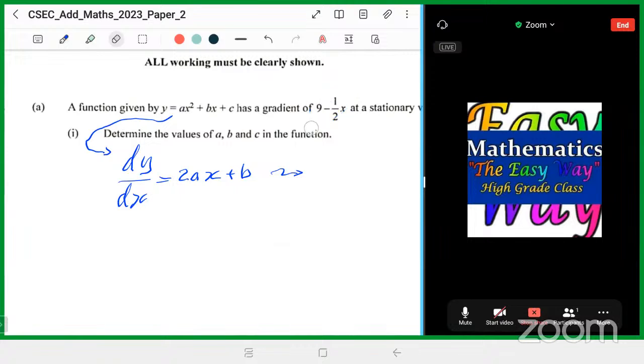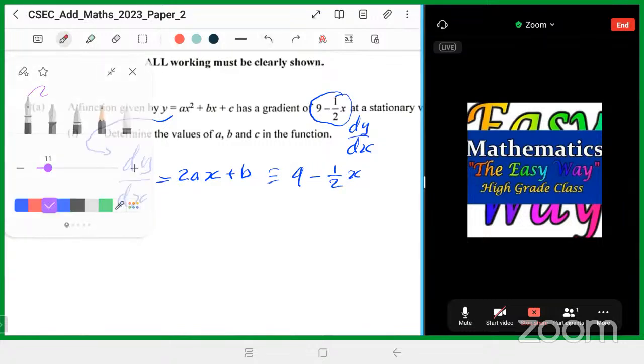So let's set that up. This is also dy by dx because this is a gradient function. And so I can put this thing equal to that thing, or equate it. So it is equivalent to 9 minus half x. So we compare the values. If we compare the values, we see that b equals 9 as a constant. And we see that the negative half equals 2a. So we can make that conclusion in purple.